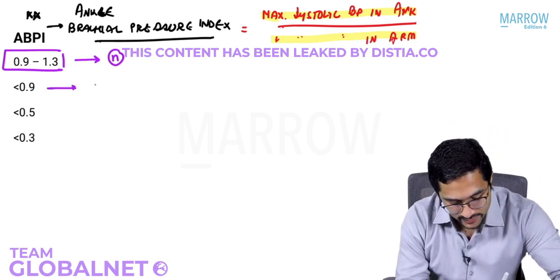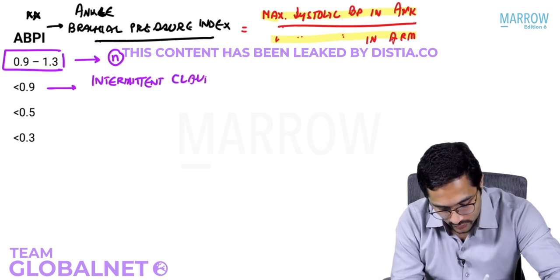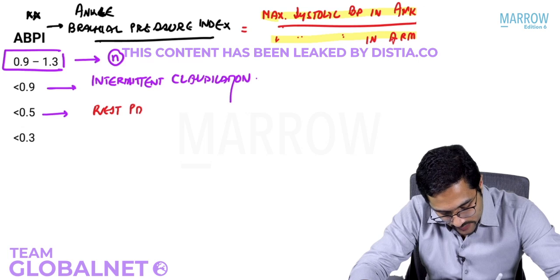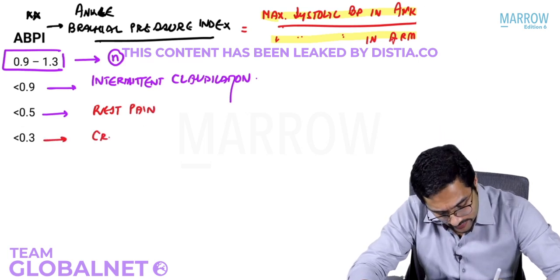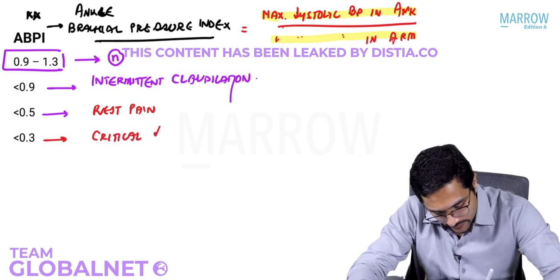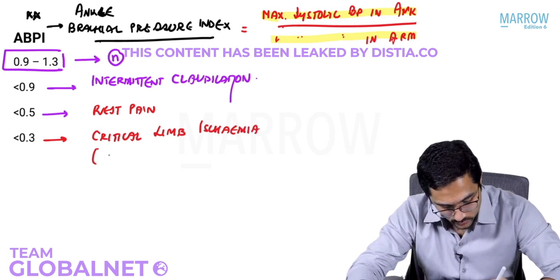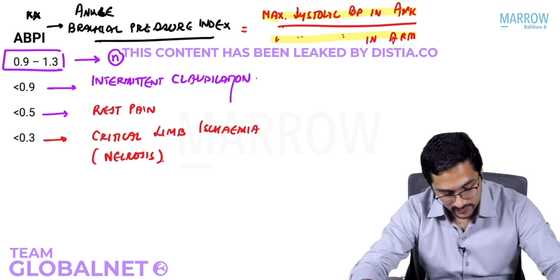Less than 0.9 is when intermittent claudication starts. Less than 0.5, you will get rest pain. And less than 0.3 is critical limb ischemia. This value has also been asked. This is critical limb ischemia, where necrosis is imminent, and necrosis can occur below 0.3.